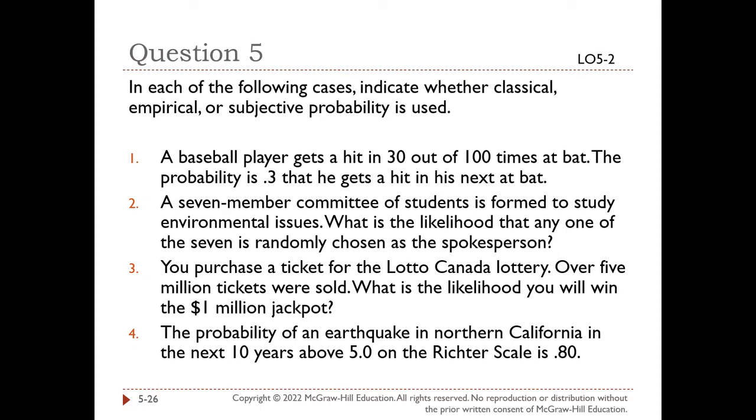A 7-member committee of students is formed to study environmental issues. What is the likelihood that any one of these 7 is randomly chosen as the spokesperson? All right. So here we do have a set amount of outcome. We have 7, but it's the possibility of which one. We don't really have events that are actually forming, so this will be more classical.